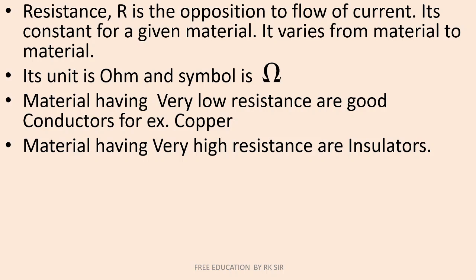Its unit is ohm. Symbol is something like this, just like a bump. Means if you are passing on a road, sometimes you feel a bump is there, your vehicle will just be like this, right? So a bump will be there to stop the speed of vehicle, to reduce the speed of the vehicle.